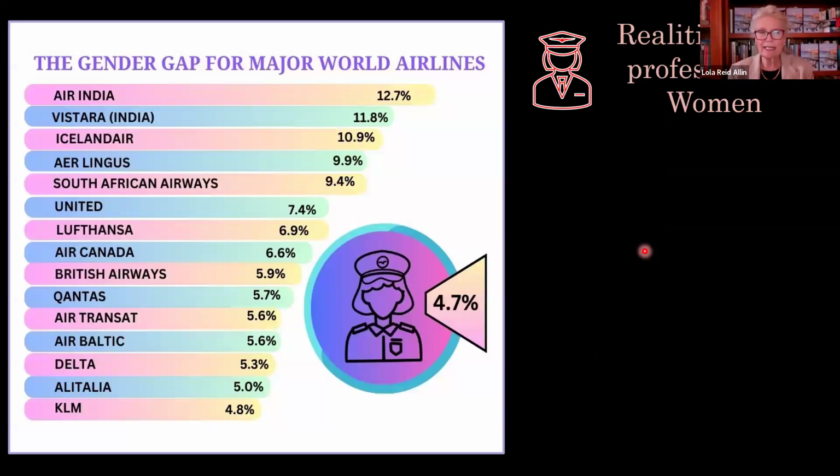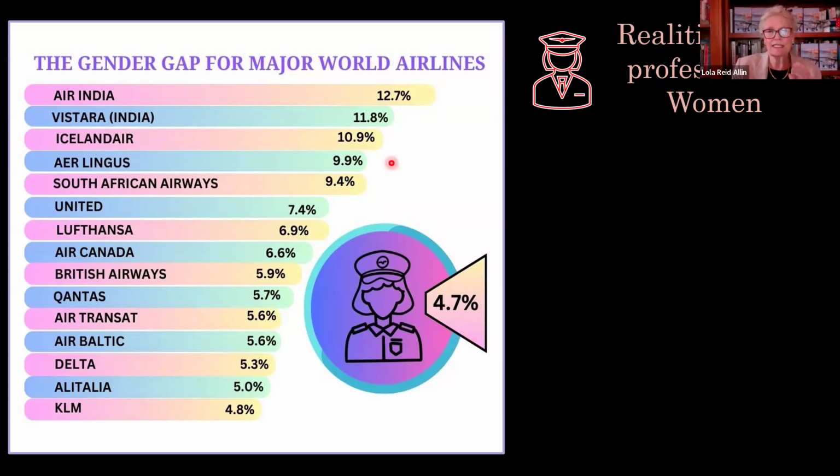No matter how determined a woman is, there are some problems. There is still a gender gap for major world airlines. Now, interestingly enough, the top ones percentage-wise all start with I: India, Icelandair, and Ireland. Now, I explain this to everyone. The overall average of these is 4.7% of licensed, active, commercially employed female pilots.